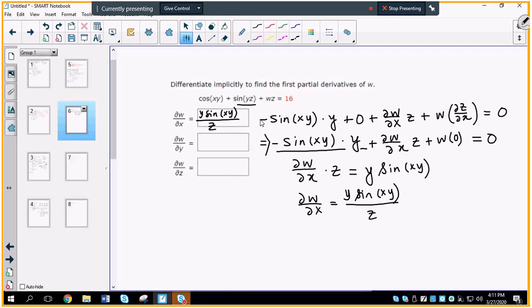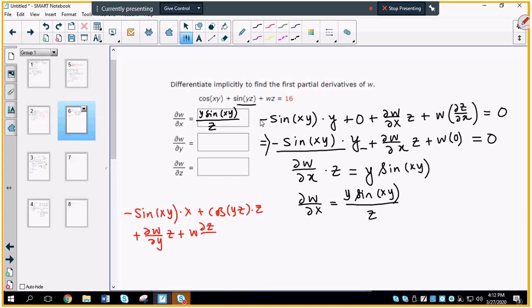Okay, I'm going to find del w del y now. So it's a pretty similar process. Just remember, x, y, z are all three of the independent variables. The only dependent variable is w. So derive cosine xy with respect to y, you get minus sine xy. The derivative of xy with respect to y is x. Sine yz will give you cosine of yz times the derivative of yz with respect to y, which is z. And then w times z, similarly, you will say this is del w del y times z plus w times del z del y.